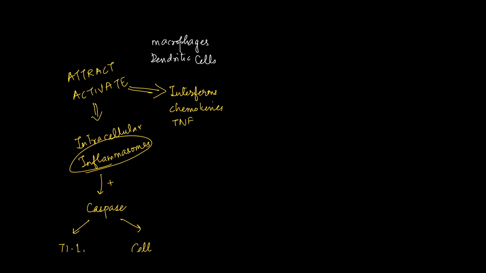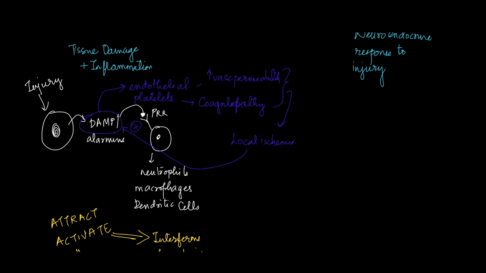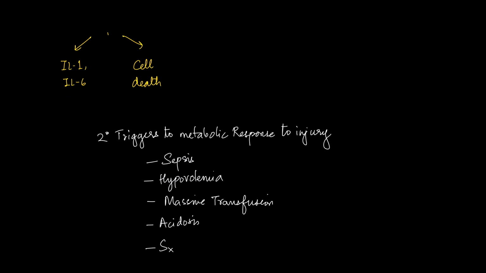to release of interferons, chemokines, tumor necrosis factor, and the formation of intracellular inflammasomes, which activate caspase. And caspase can further release interleukin 1, interleukin 6, or lead to cell death. And the activation of endothelial and platelet cells would lead to increased vascular permeability, coagulopathy, which would further lead to local ischemia and further release of damage associated molecular patterns. So it is very important that this entire system of local inflammation is brought in check, so that the aim of this local inflammation, that was tissue repair, is realized.